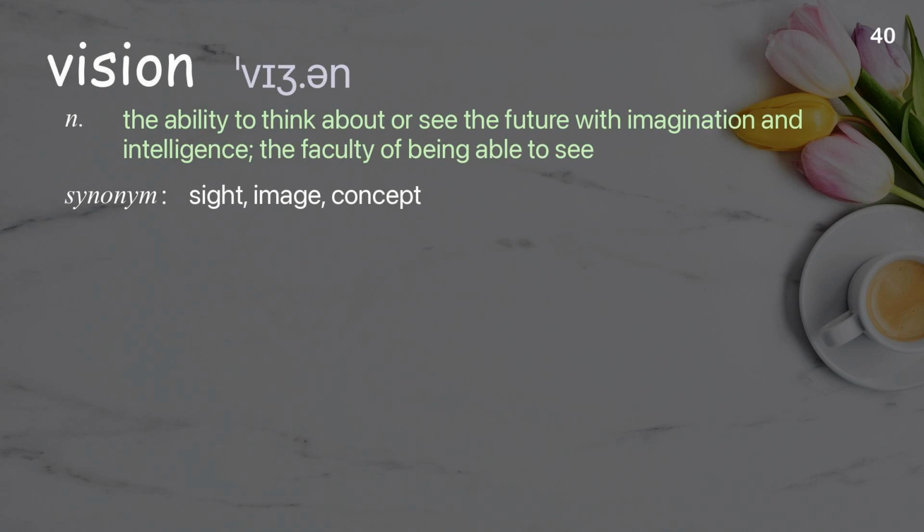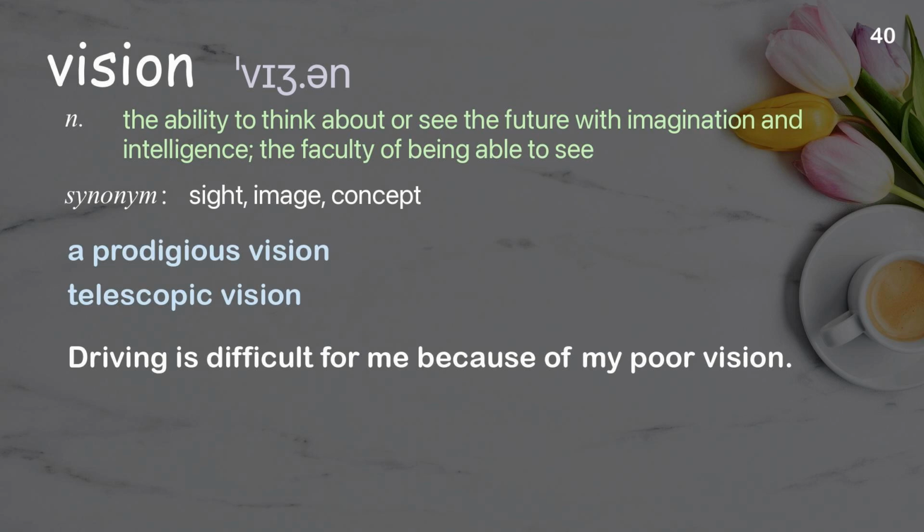Vision: the ability to think about or see the future with imagination and intelligence, the faculty of being able to see. Examples: a prodigious vision, telescopic vision. Driving is difficult for me because of my poor vision.